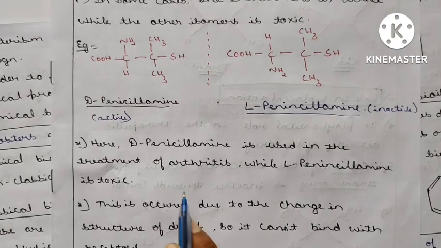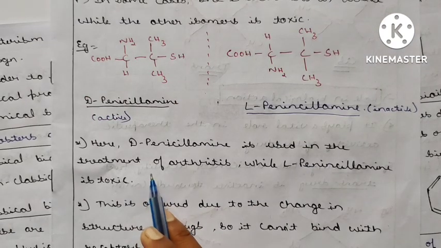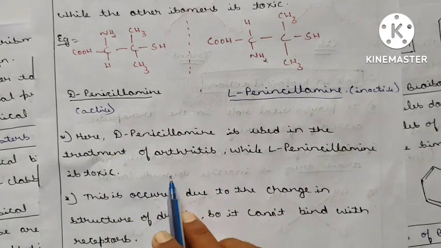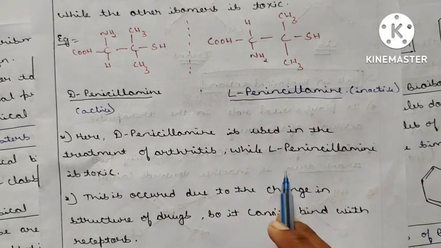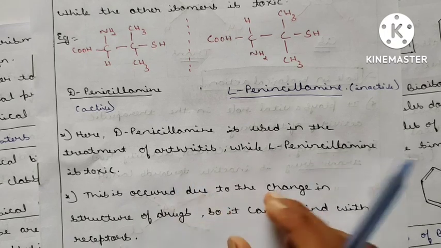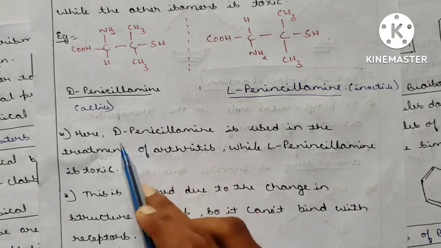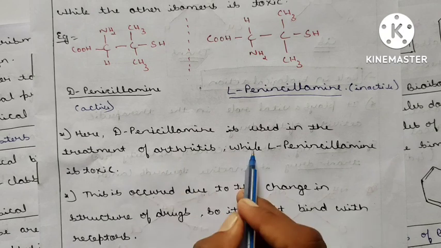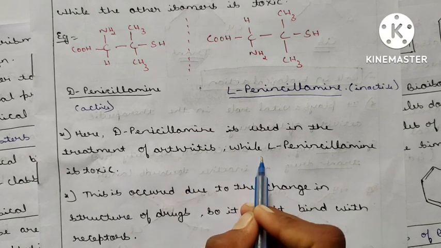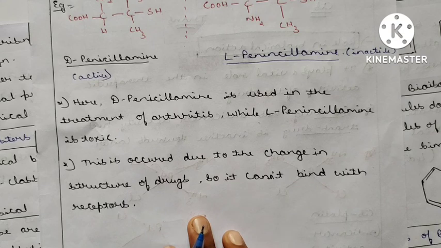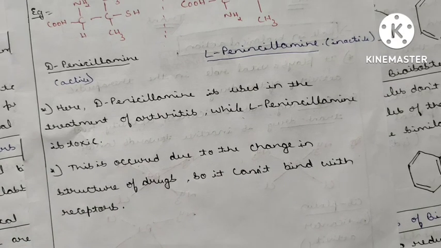Now see your application, what is the side effect of that? See here, dextropenicillamine is used in the treatment of arthritis, while levopenicillamine is toxic. See, a very minute difference here. If you use dextrorotatory, it is used to treat arthritis, but if you use the levorotatory type of penicillamine, it's very toxic. This occurs due to the change in the structure of the drug, so it cannot bind with the receptors. Just now I have explained you.